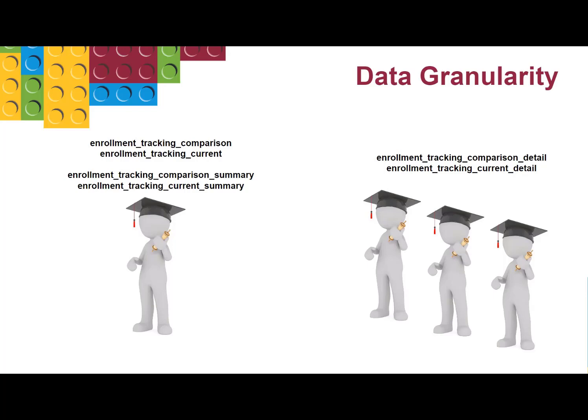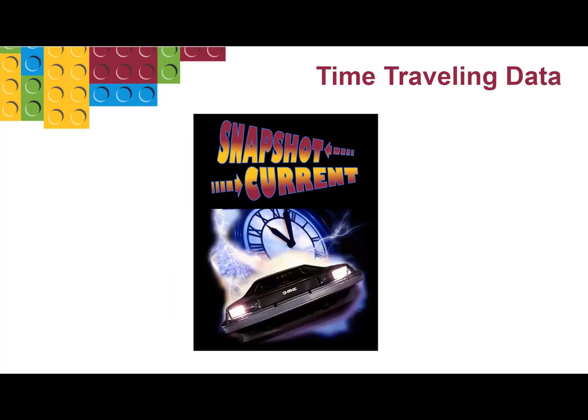Now the enrollment tracking comparison, just the straight enrollment tracking, the comparison and current and the summary. The ones that don't have detail in the name have one row per student per term. That's your cleanest data set to just drill down to counting students, the non-detailed versions. But again, if you need to get to the class data and class funding, you're going to have to look at the detail.